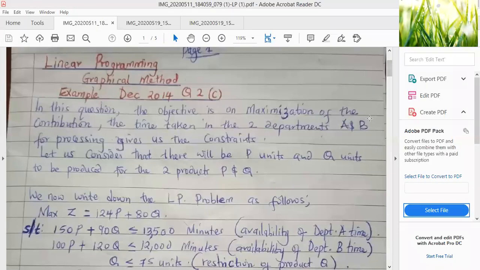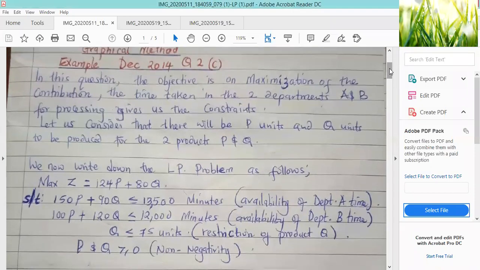So I suppose you can see from my screen what we are sharing here. The December 2014 question number two, part number C. It's a graphical representation. And again, we have to go through the same process of identifying what is our problem, and again, what to be contributing to the decision variables. So this is the December 2014 question number two, part number C.